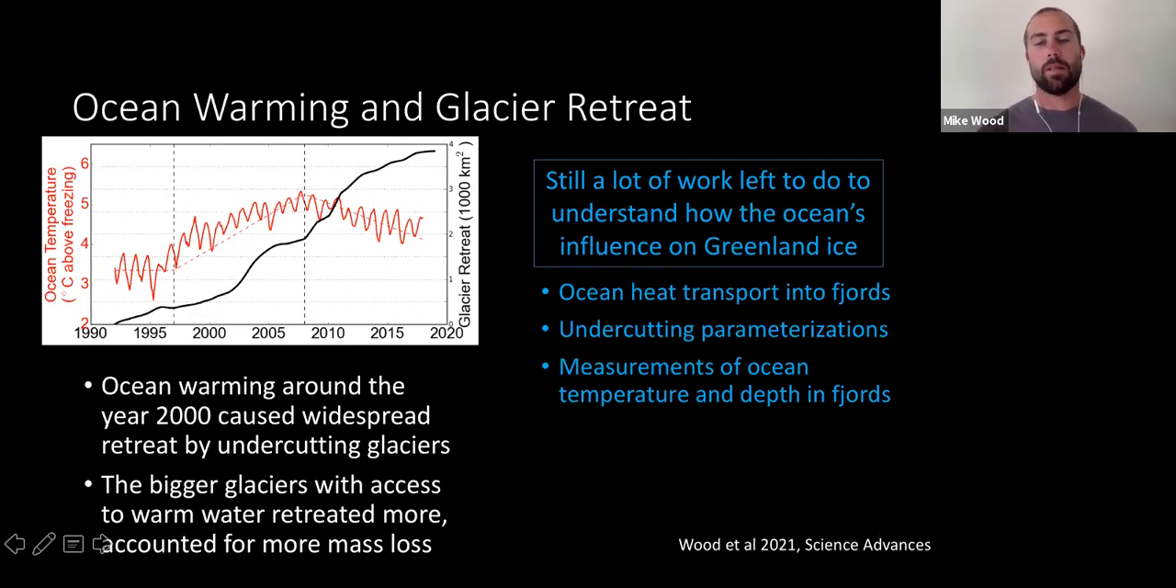I imagine there will be improvements in the undercutting parameterization, or even better if these are included in models and done explicitly. That's going to really improve our ability to assess these processes. And finally, we need more measurements of ocean temperature and depth around Greenland to get at those other 87 glaciers, which we haven't been able to accomplish.